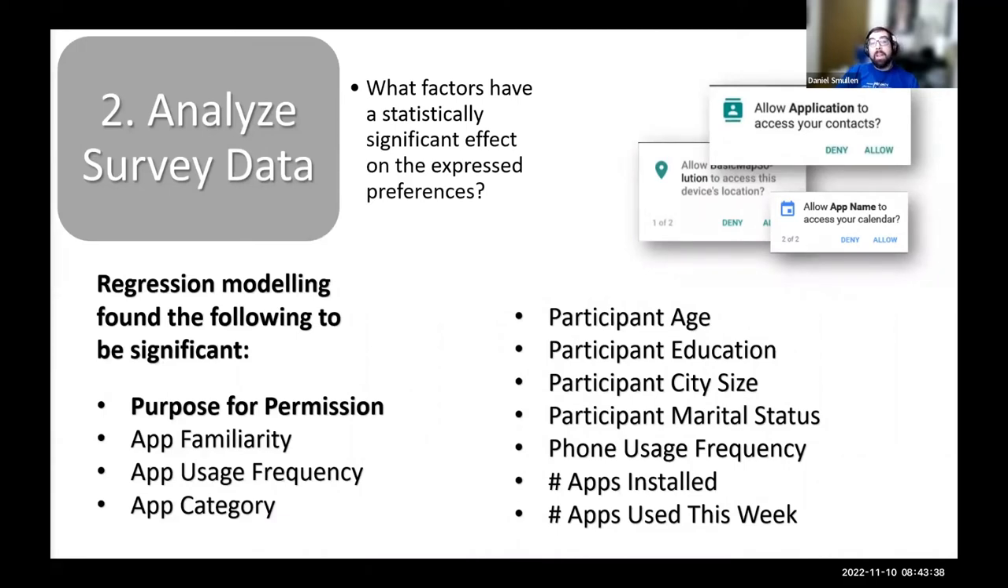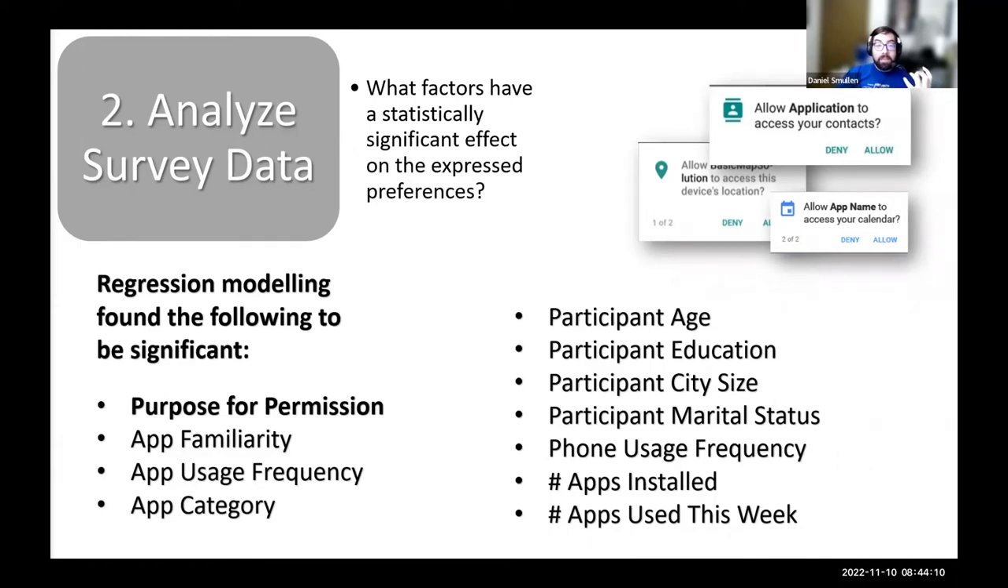But when we analyzed the survey data, of course we also collected demographics about people, and what we actually found is that there's a ton of stuff that has a significant impact on what preferences people express. So obviously the purpose, why we're asking for the permission, matters. But there's a ton of other things: how familiar you are with the app, how often you use it, what category it belongs to in the Play Store, how old you are, what kind of education you have. All these things had an effect on what preferences people actually expressed.